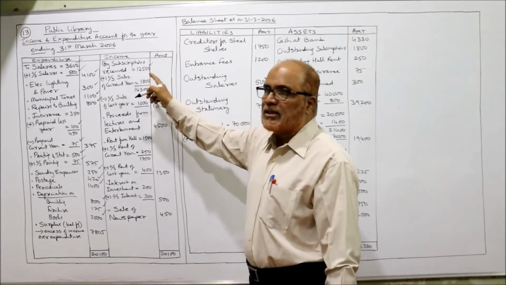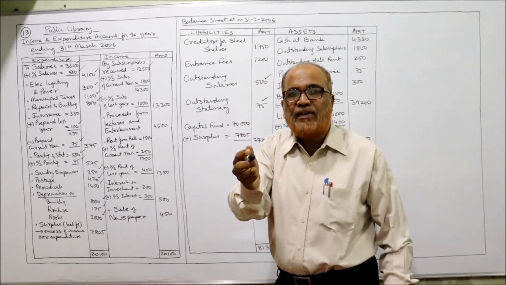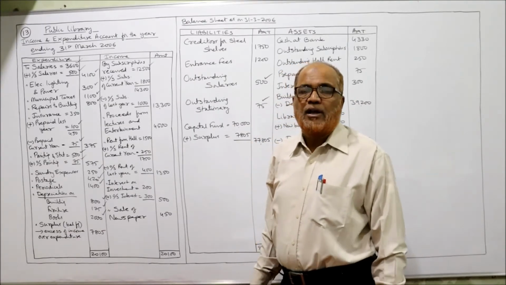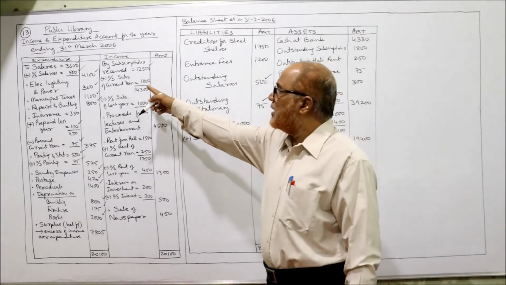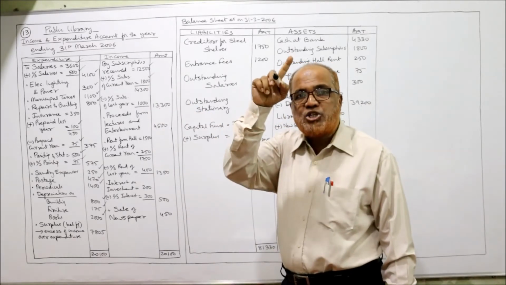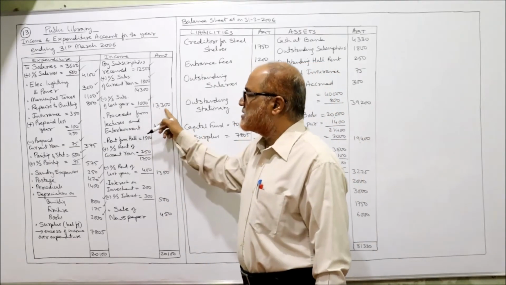Subscription received 12,500. To this you add subscription outstanding at the end of the year minus subscription outstanding at the beginning of the year. The adjustment it is given, outstanding subscription end of the year 1800. Beginning of the year, last year balance sheet you can see opening balance sheet, outstanding subscription 1000 minus.